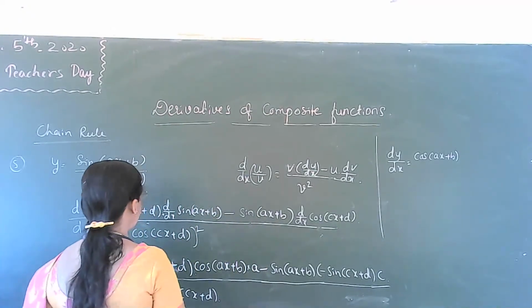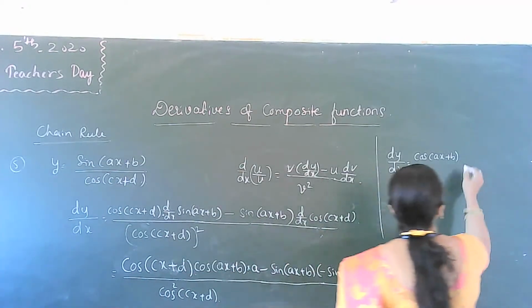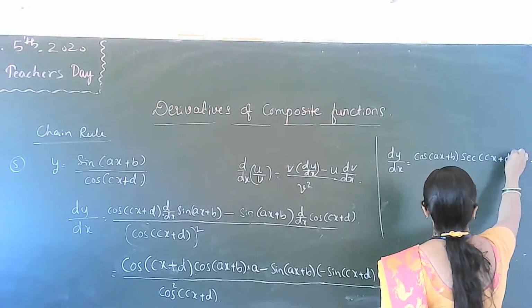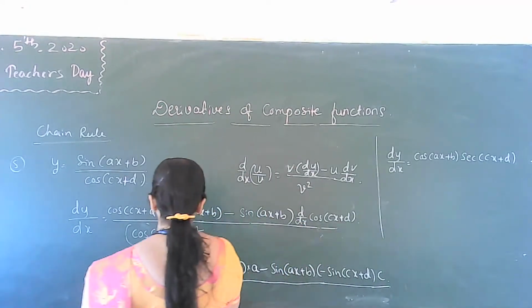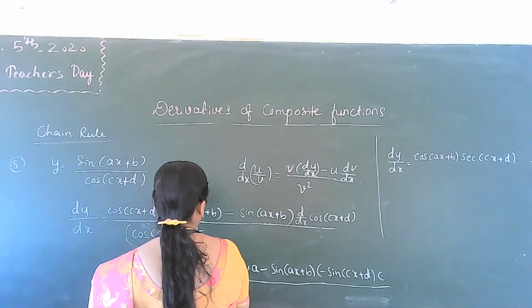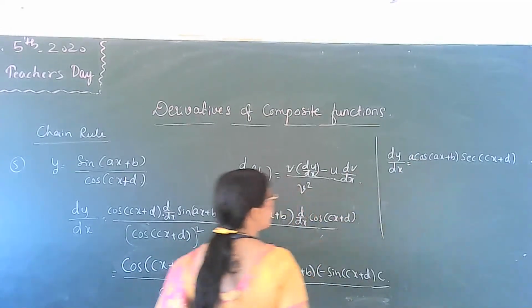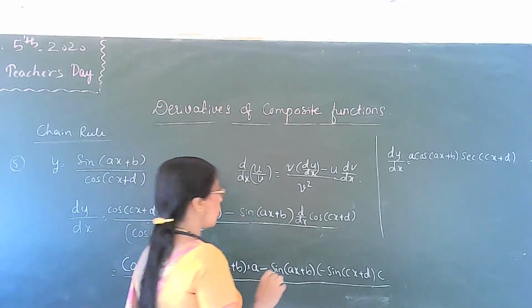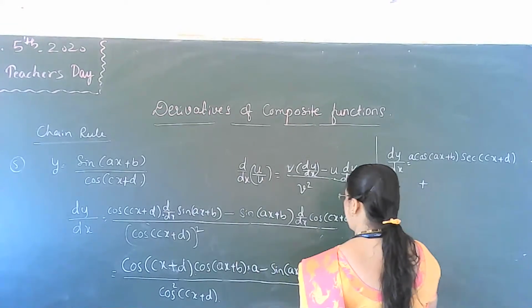Then we can write it as sec cx plus d. Sec cx plus d. 1 by cos is sec. Cos of cx plus d, one term is cancelled. Cos of ax plus b into a is remaining. Then 1 by cos of cx plus d is sec of cx plus d. Minus into minus becomes plus.